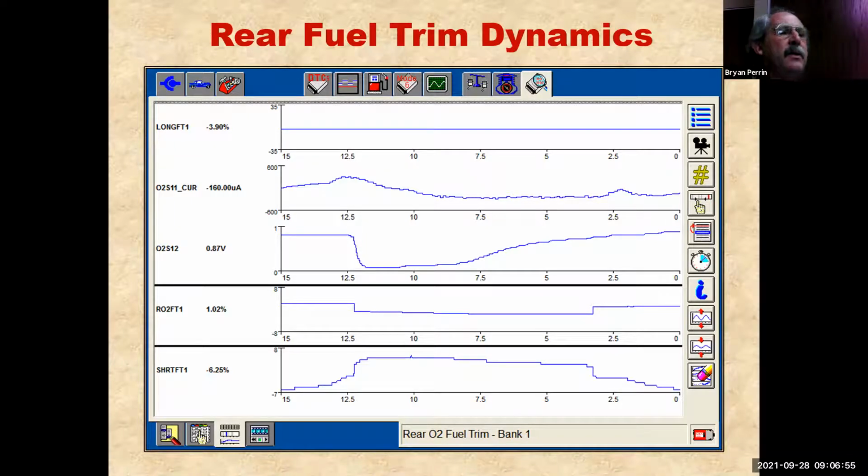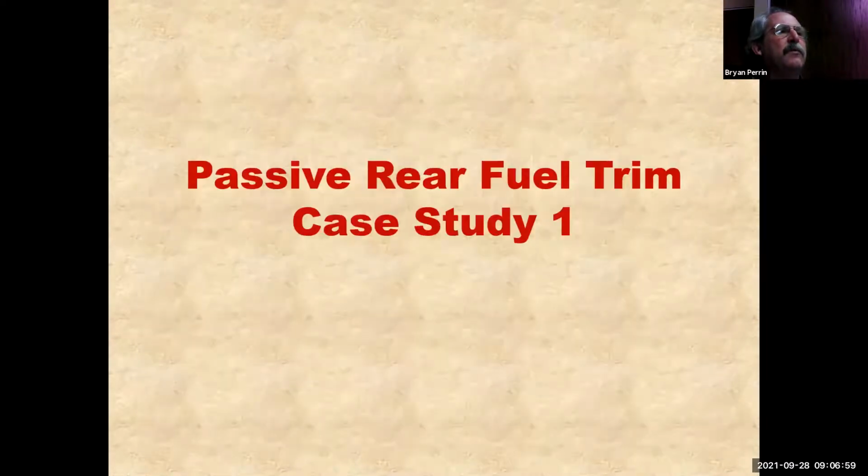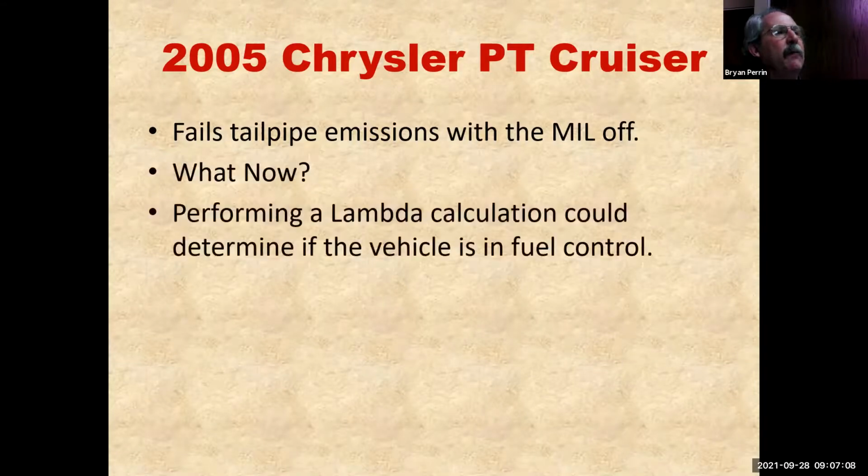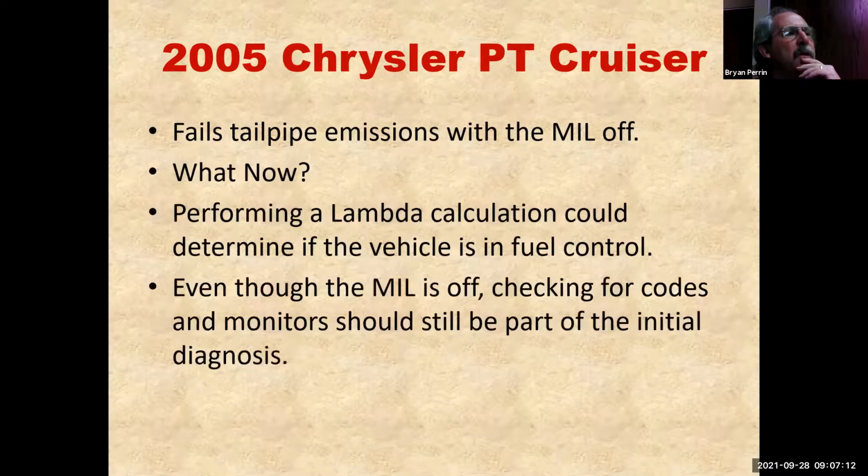So I have 3 case studies to look at. So passive rear fuel trim case study number 1. Fails tailpipe emissions with the check engine light off. What now? Performing a lambda calculation could determine if the vehicle is in fuel control. Even though the MIL is off, checking for codes and monitors should still be part of the initial diagnosis. So this is a vehicle I had in the shop, a little 2005 Chrysler PT Cruiser, failed smog by a large amount.